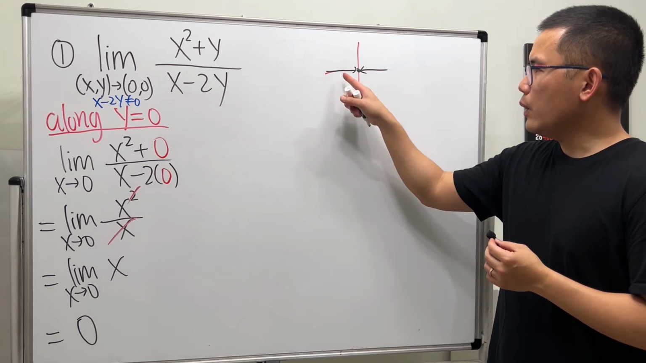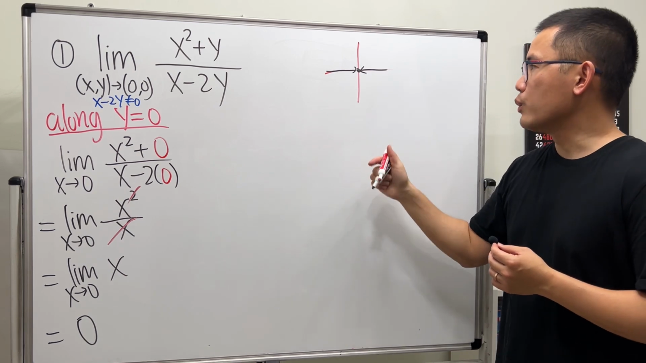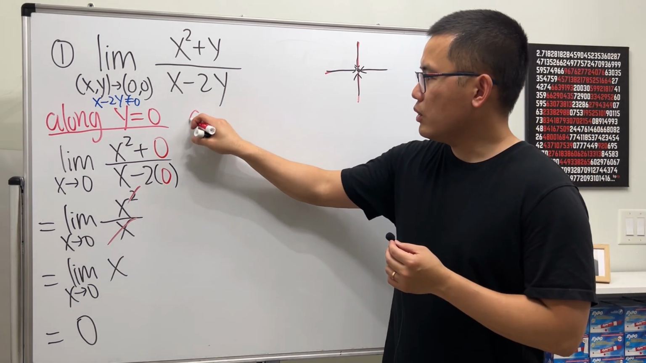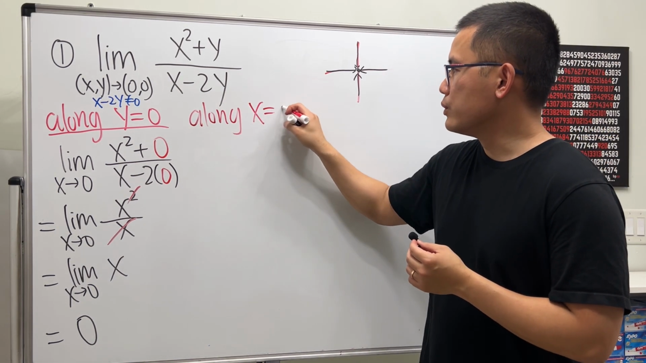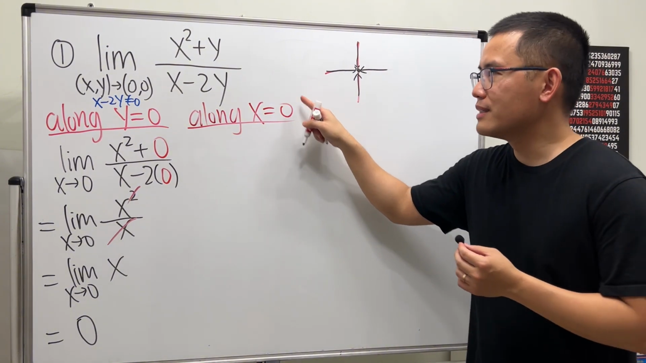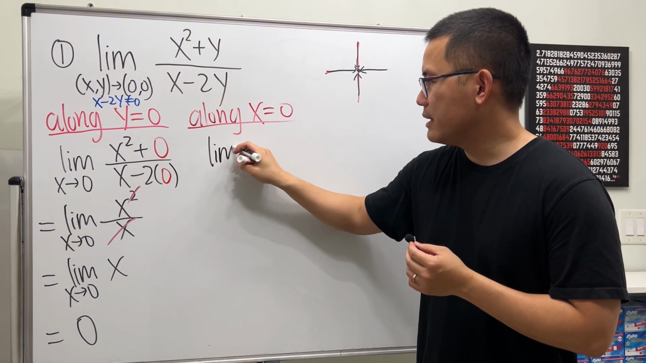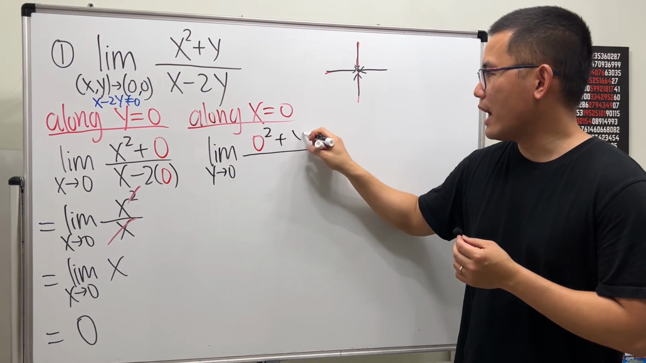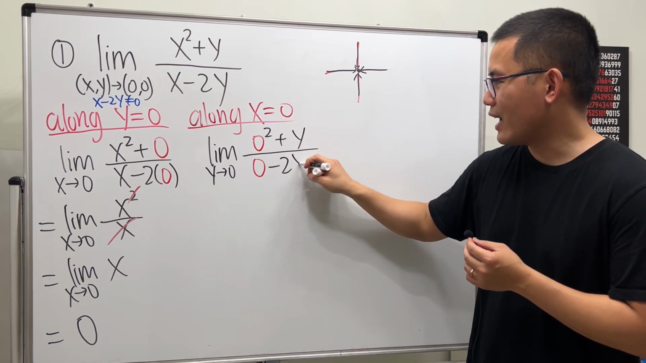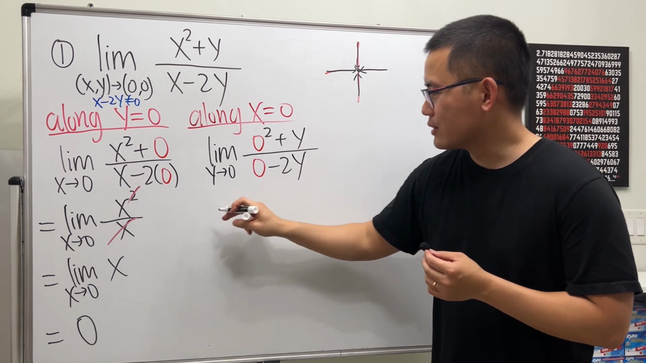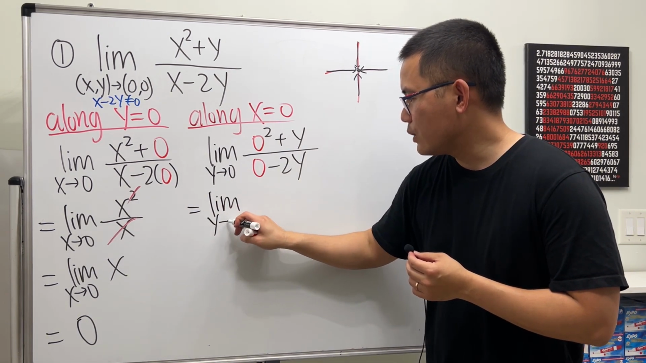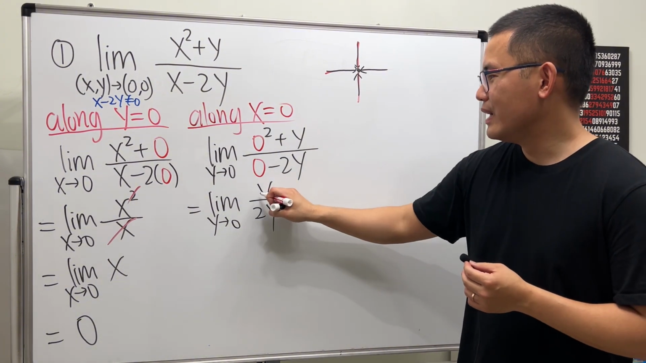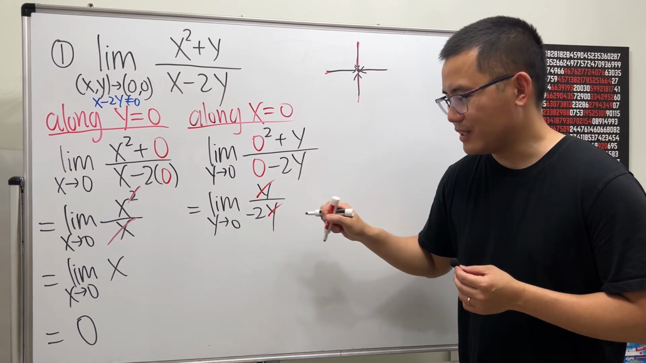But it's okay. Earlier we chose y is equal to 0. Now, why don't we try x equal to 0? Namely the y-axis. So let's try it along x equal to 0. This time we'll plug in 0 into x right away. So we get the limit as y approaching 0 of 0 squared plus y over 0 minus 2y. The zeros don't matter. We are just looking at the limit as y approaching 0 of y over negative 2y, and y and y cancel. Oh, by the way, it's negative.